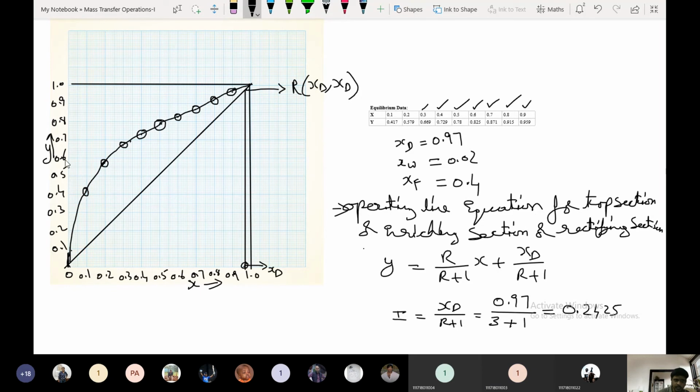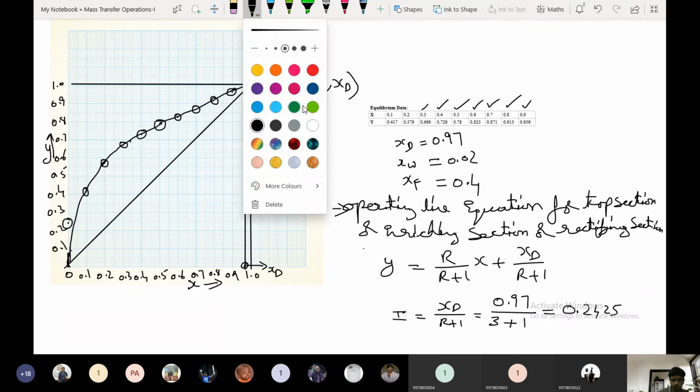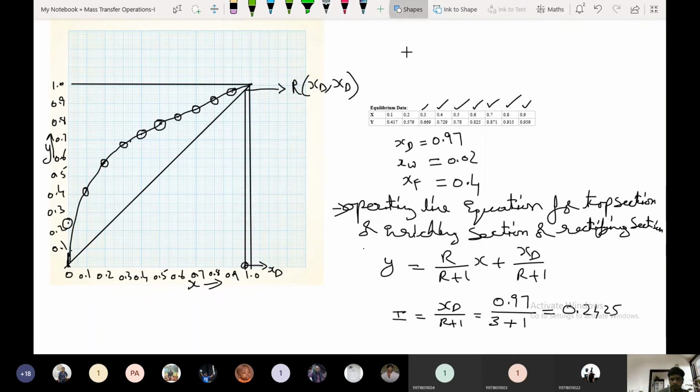In this y-axis we have to locate our intercept value. So 0.2425 means we can take 0.24. So this is your intercept value. This point needs to be connected with this R point. So how to connect that? You can connect using this shape. Accurately, using a straight line, you have to connect that point.